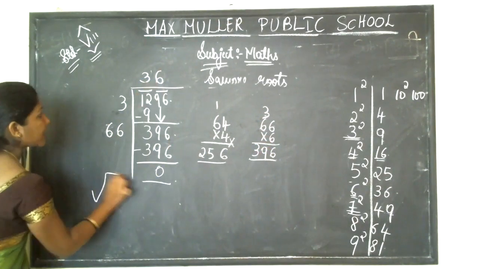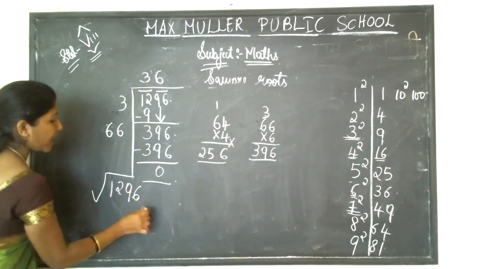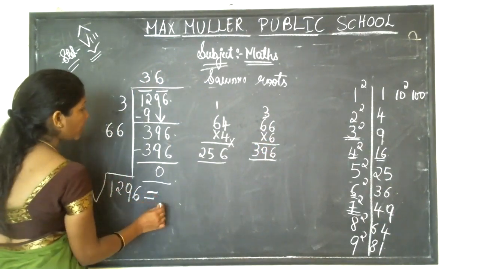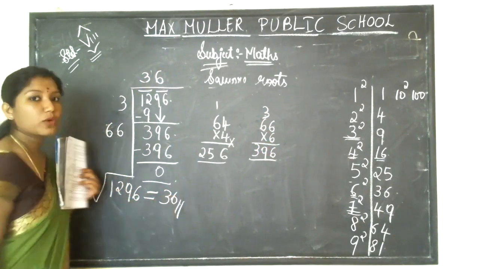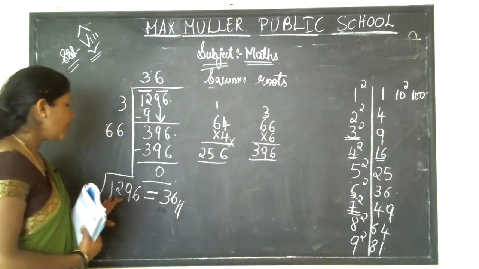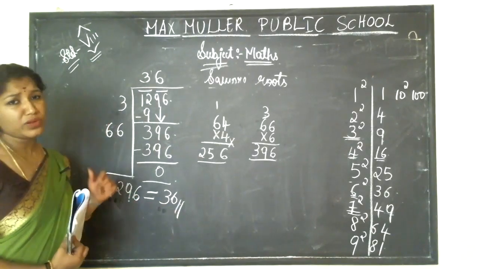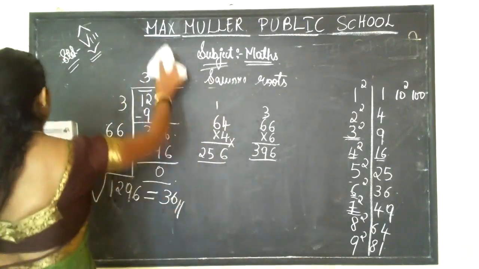So you have to write it finally. Square root of 1296 is equal to how much? 36. The square number is what here? 36. 36 into 36, if you do, you will get 1296. Hope all understood this, students? Okay.